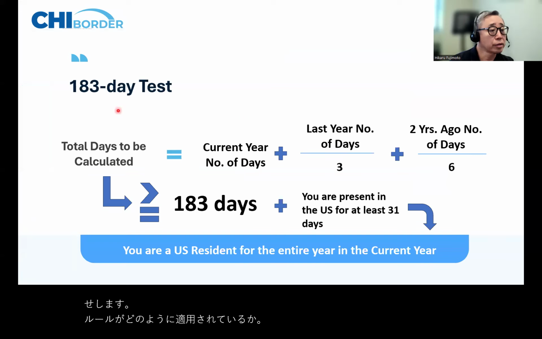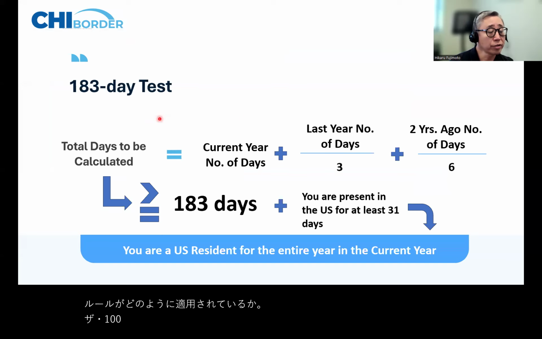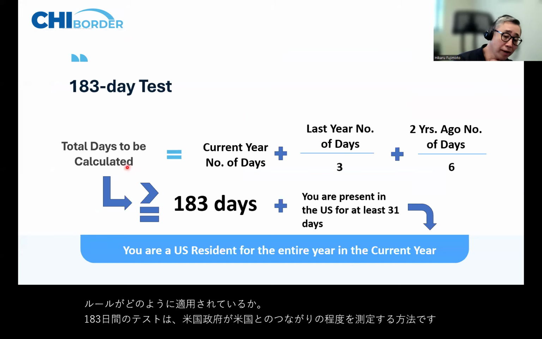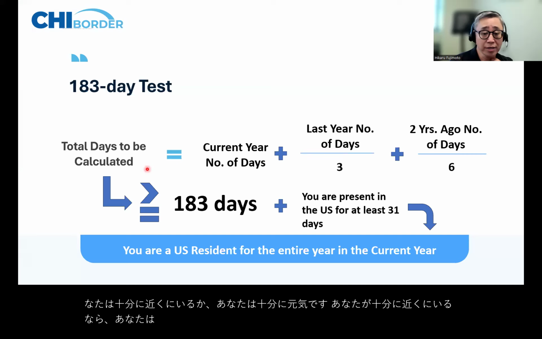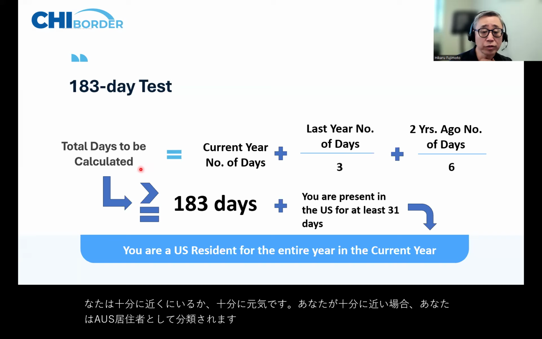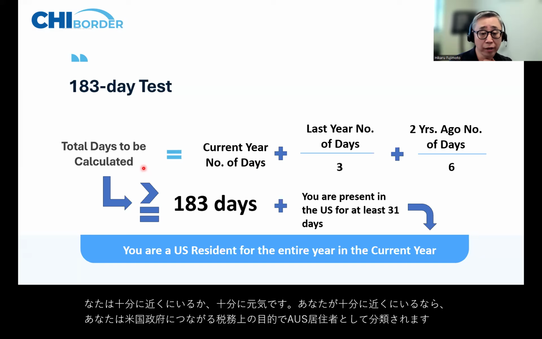The 183-day test is a way for the US government to measure the degree of your connections to the United States. You are close enough or you are far enough. If you're close enough, then you are classified as a US resident for tax purposes, which leads to the US government taxing your worldwide income.